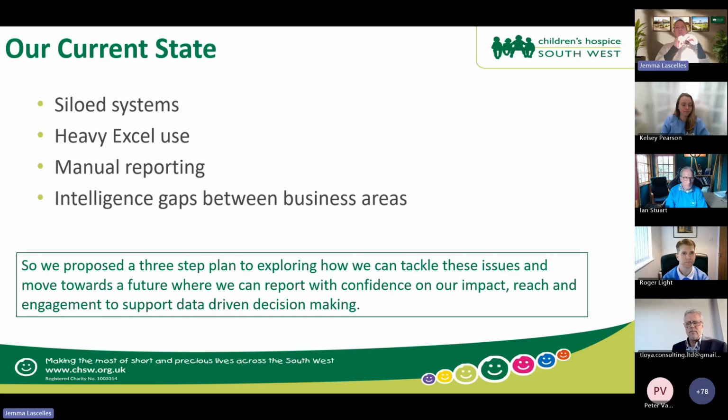So I proposed with my team a very simple 3-step plan to exploring how we can tackle those issues. I think for me, what was really interesting about the way that CHSW have approached this is we actually didn't write the data strategy on day one. The data strategy has evolved from the work that we've done, talking to people around the organisation, looking at our data, trying to pull it together using Power BI. I'll come onto that a little bit later, and really trying to be quite agile in our approach, so that as different challenges within the business arise, different opportunities arise, we can respond to those and adapt.